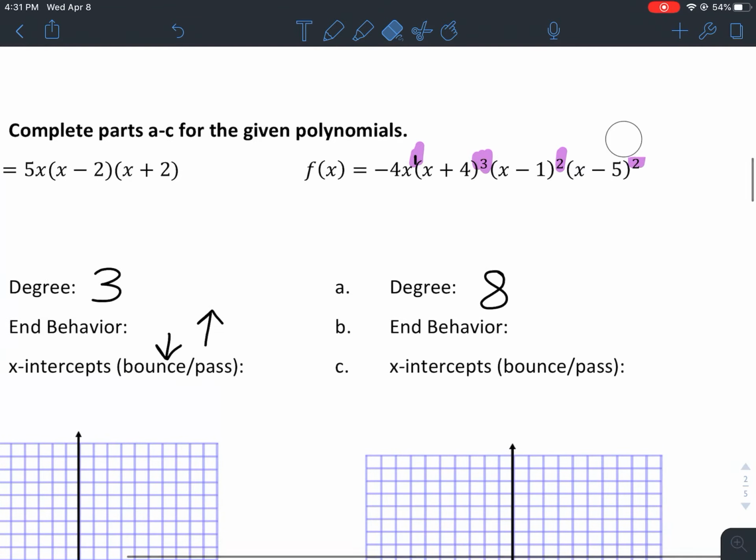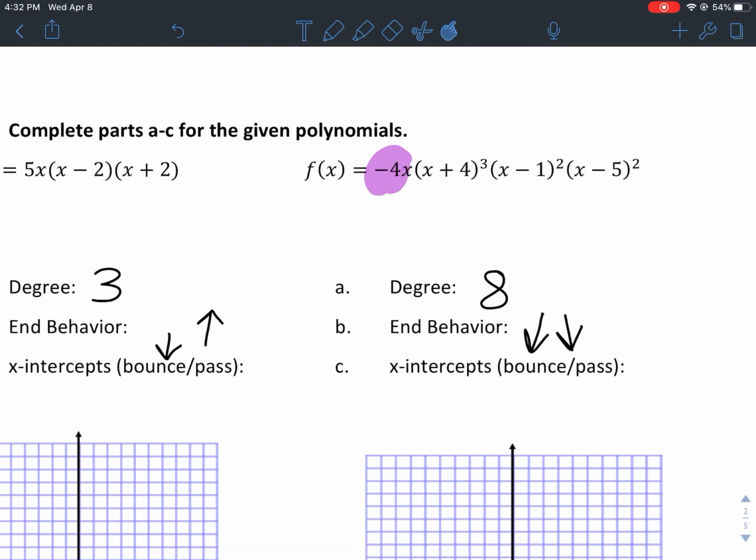If I look at the other one here, since there's a negative a value, we're going to go down to the right. And then since the degree is even, we're also going to go down to the left.